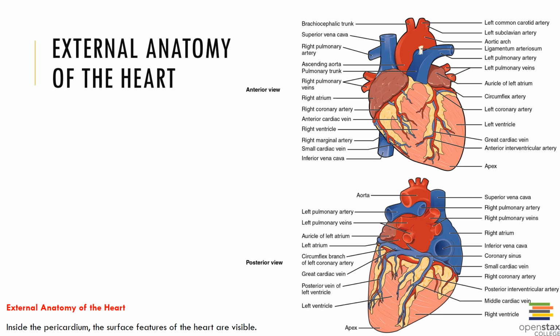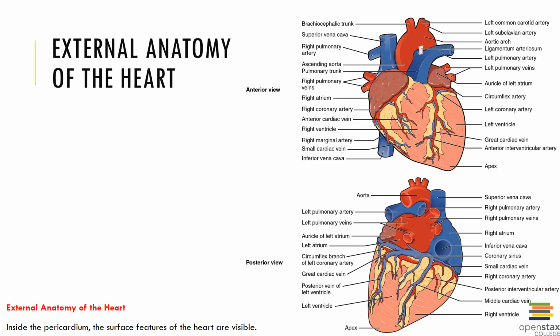The right atrium receives deoxygenated blood from the body, while the left atrium receives oxygenated blood from the lungs. The right and left ventricles are separated by a thick partition called the interventricular septum. The right ventricle is relatively thin-walled, resembling a pouch attached to the massive wall of the left ventricle.